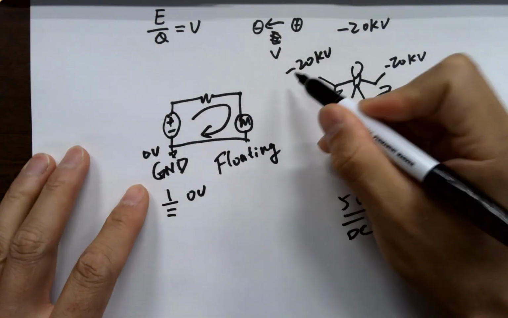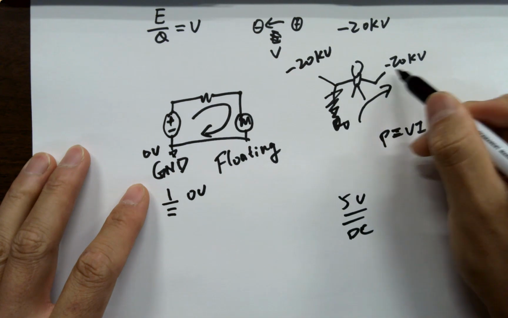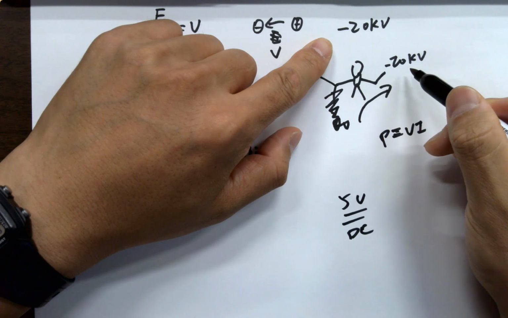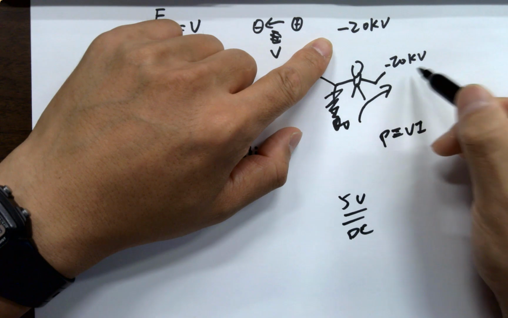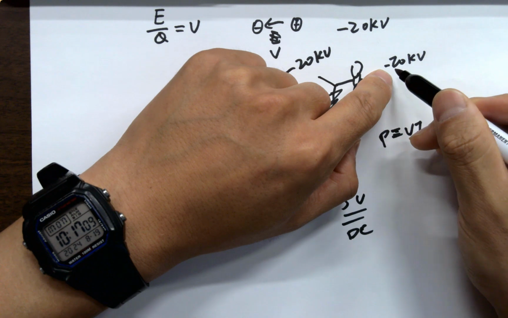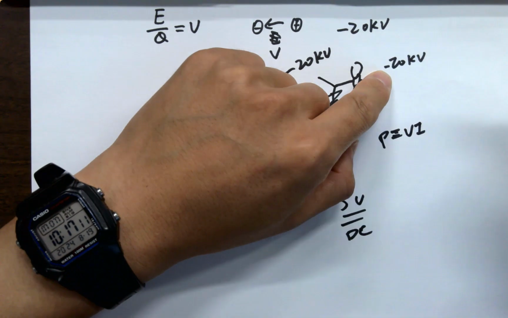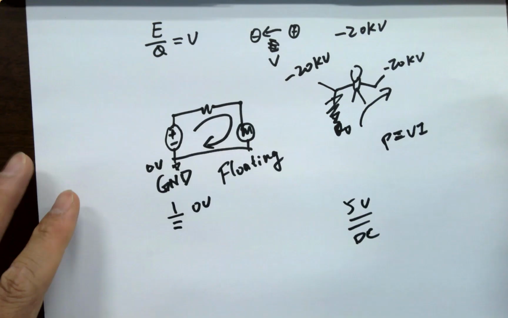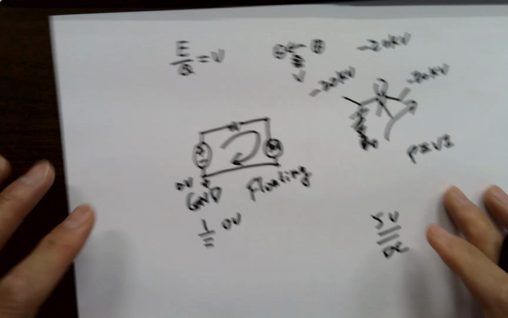So if I'm talking about it that way, minus 20 kV is a pretty high voltage. When we are talking about voltage magnitude, it's actually the amplitude of the voltage, so don't consider the sign here. The sign is only going to determine the direction of the current flow. Okay?